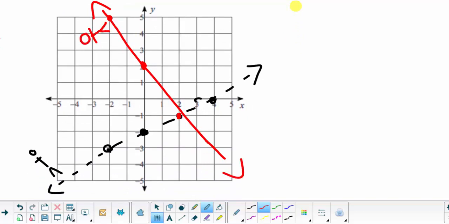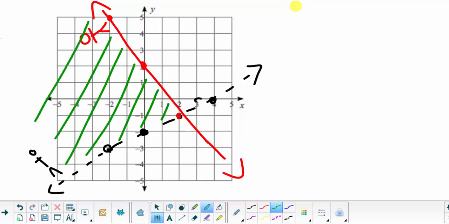So if we imagine the black line being shaded up and the red line being shaded down, the overlapping region is right here. So that's where all of our solutions for this system lie. And remember, since the red line is solid, all of those points along that line are included in the solution. And with the dotted black line, that's telling us those points on that line are not solutions.